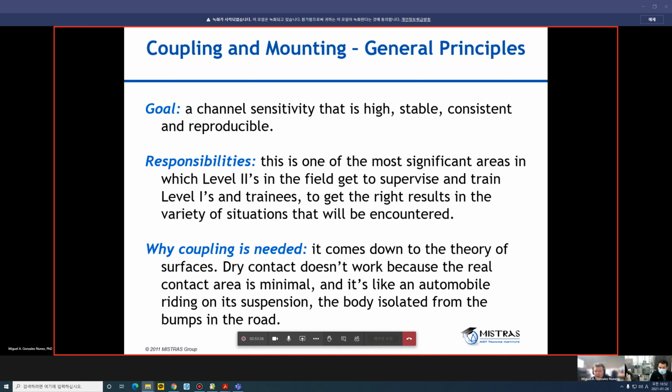Why is coupling needed? What do you think we need coupling for the sensor and the test piece? Because, as you said, do not allow the surface to move. Exactly. It comes down to the theory of surfaces. Dry contact doesn't work because the real contact area is minimal. And it's like when you are in a car riding on its suspension, the body is isolated from the bumps in the road. Okay?